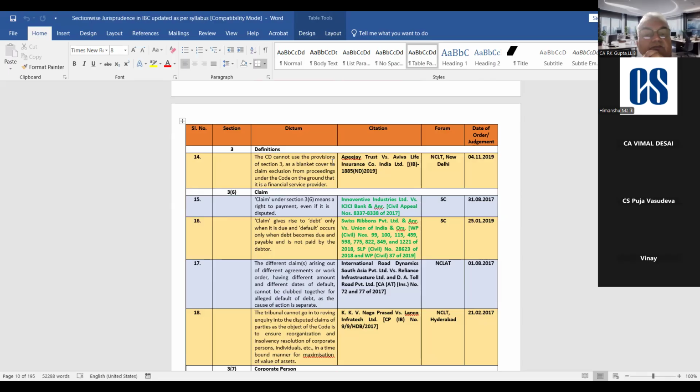ये मतलब. देन ऑन क्लेम, वी हैव ऑलरेडी रेड दैट क्लेम मींस राइट टू पेमेंट और राइट टू रेमेडी फॉर ब्रीच ऑफ कॉन्ट्रैक्ट विच गिव्स राइज टू राइट टू पेमेंट. ये हमने पढ़ लिया. अब क्लेम के ऊपर बहुत सारे केस लॉज हैं. क्या क्या कहते हैं? सबसे पहला तो ये कहता है कि क्लेम अंडर सेक्शन 3 सबसेक्शन 6 मींस अ राइट टू पेमेंट इवन इफ इट इज डिस्प्यूटेड. तो डिस्प्यूटेड होगा तो भी क्लेम तो है ही. ठीक है.